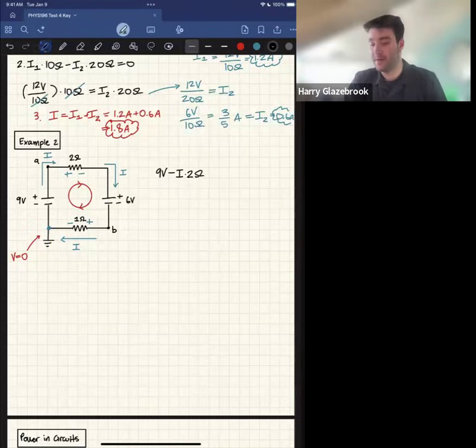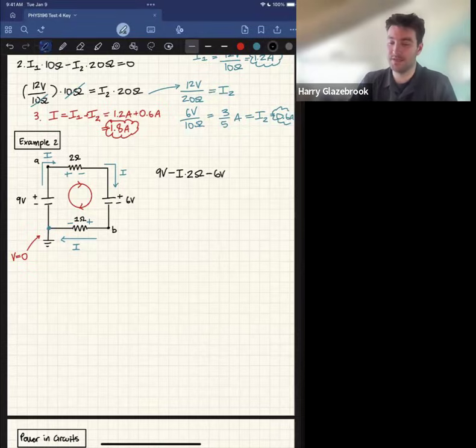I keep walking. Now, my 6-volt battery, as I'm walking clockwise, is taking me from positive to negative. So that is a negative potential difference, so I'm going to add a negative 6 volts. Again, that's why I like these positives and minuses, because it's really easy to keep track of. Okay, I'm going from plus to minus, or I'm going from minus to plus.